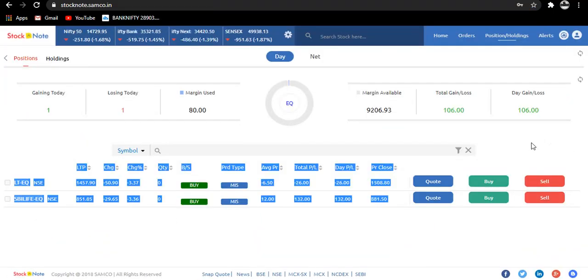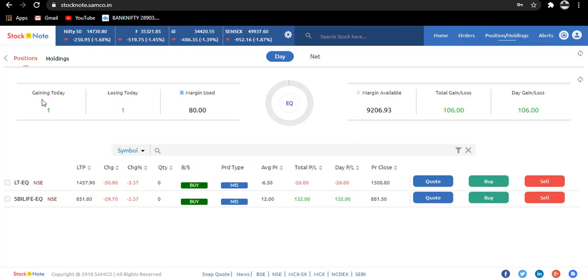So this is the terminal, traders, on which I take trades. This is of Samco Stock Note. So today's profit is 106 rupees. Traders, what happened is that I made a small loss in LNT. Here you can see. So today's total profit is 106. Otherwise, if we were trading only in SBI Life, our profit was more than this.